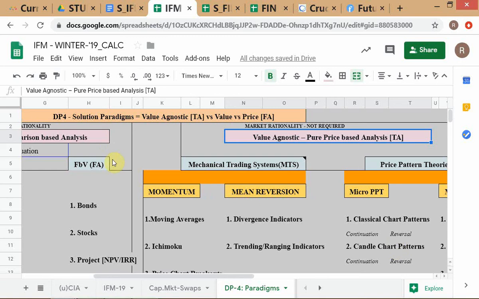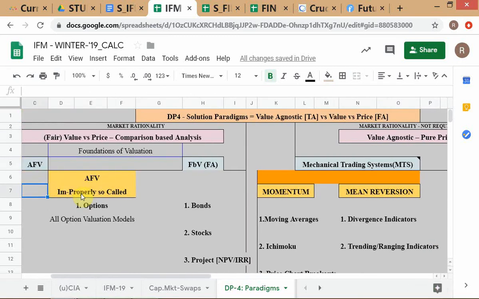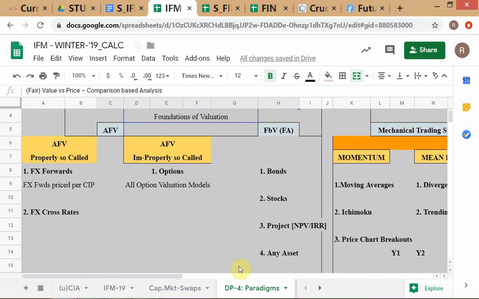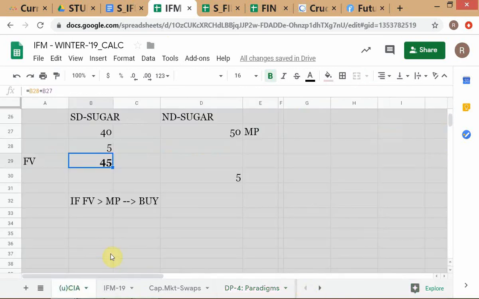Okay, so coming back to this fair value versus market price, we have already discussed this point. Basically, they wanted to make sure that the framework is clearly understood. So whenever you're on this branch of the tree, in all these approaches, the basic framework you're always applying is an assessment. You're looking at the market price, you're computing a fair value.